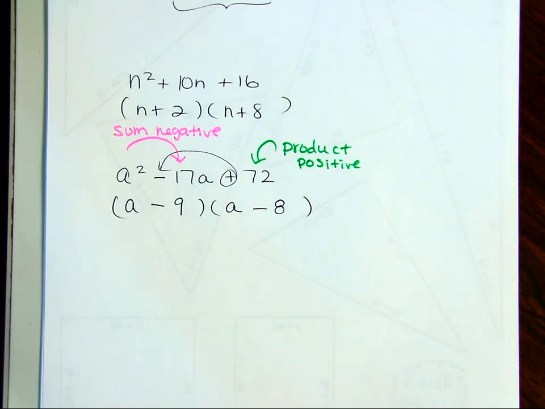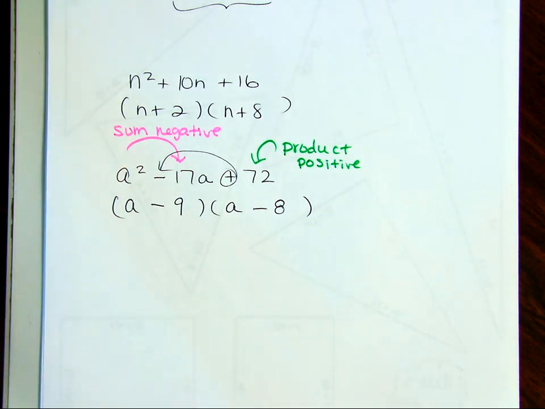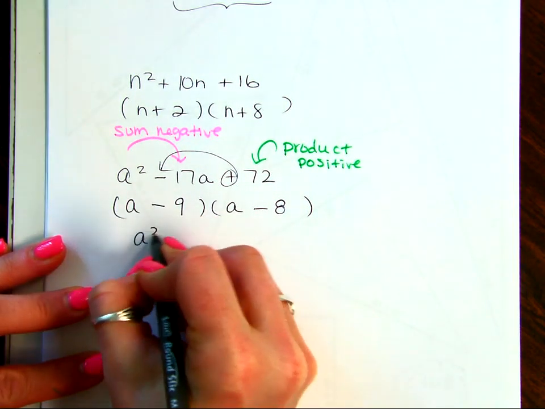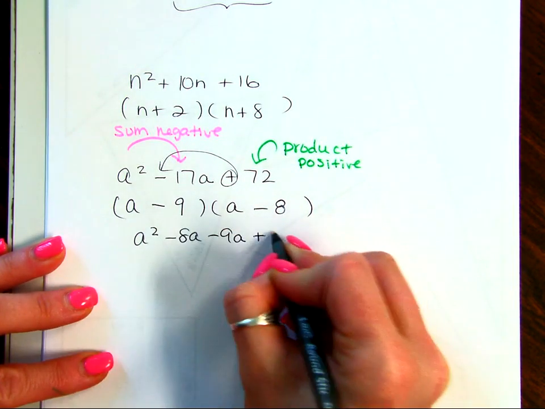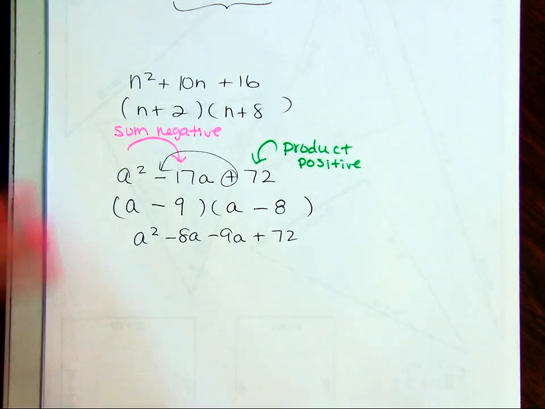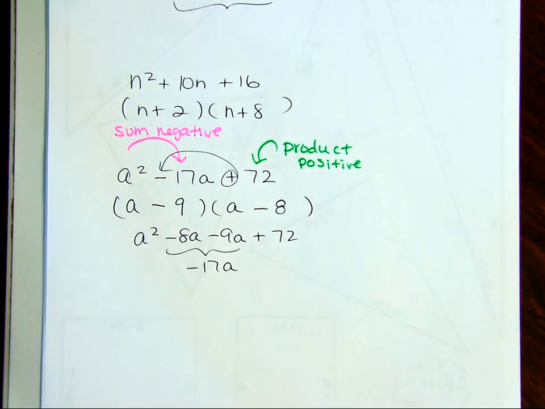So watch. I tell kids every year, you can guarantee yourself a 100% on every factoring test you take. How? By checking it. Can I just box it out or distribute and see if I'm right? Right? A times A squared. Negative 8A, negative 9A. Oh, and there's where my plus 72 comes from because they were both minuses. And there's where my negative 17 came from. Do you see how easy it is to check your work? Okay? Almost everybody always gets 100% on every one learning target 4 on this test because it's easy.